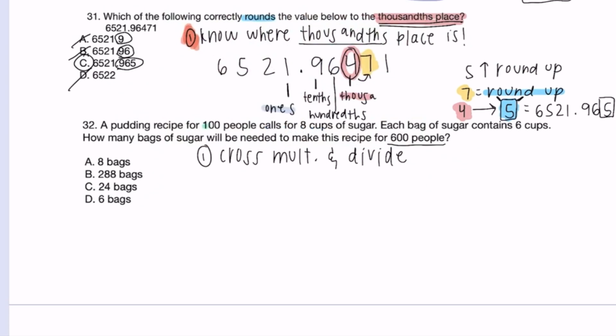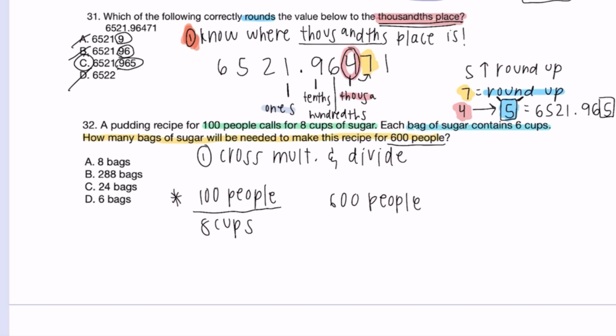So first you know 100 people calls for 8 cups of sugar. So let's go ahead and write that down in equation form. 100 people is 8 cups of sugar. Each bag of sugar contains 6 cups. How many bags of sugar will be needed for this recipe for 600 people? So what we're trying to figure out is 600 people, and we have the information for 100 people. So we're going to try to figure out how many cups.